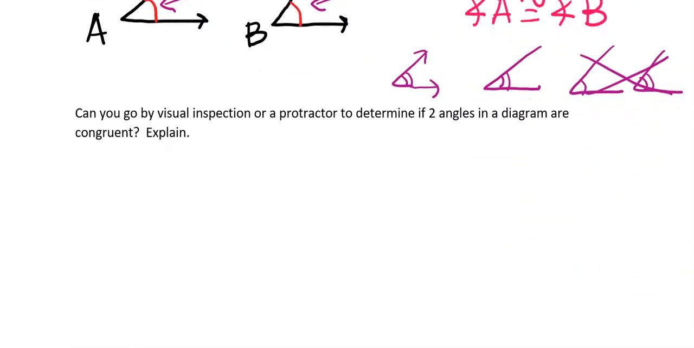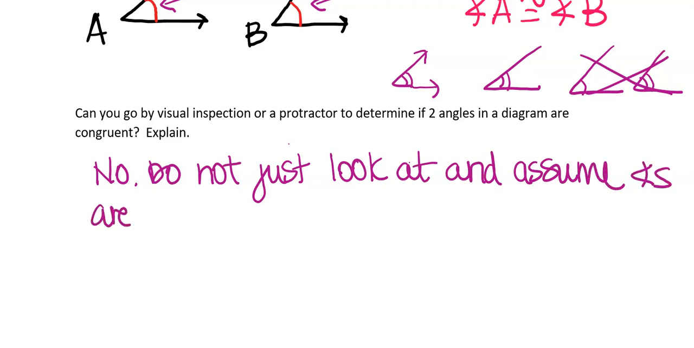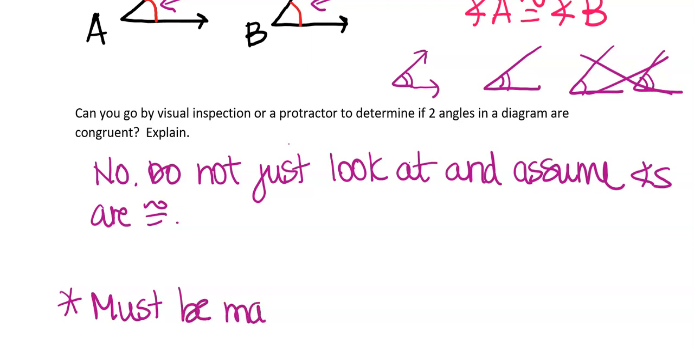Can you go by visual inspection or a protractor to determine if two angles in a diagram are congruent? No. Do not just look at and assume angles are congruent. Basically, they must be marked congruent, or directions must say that they're congruent.